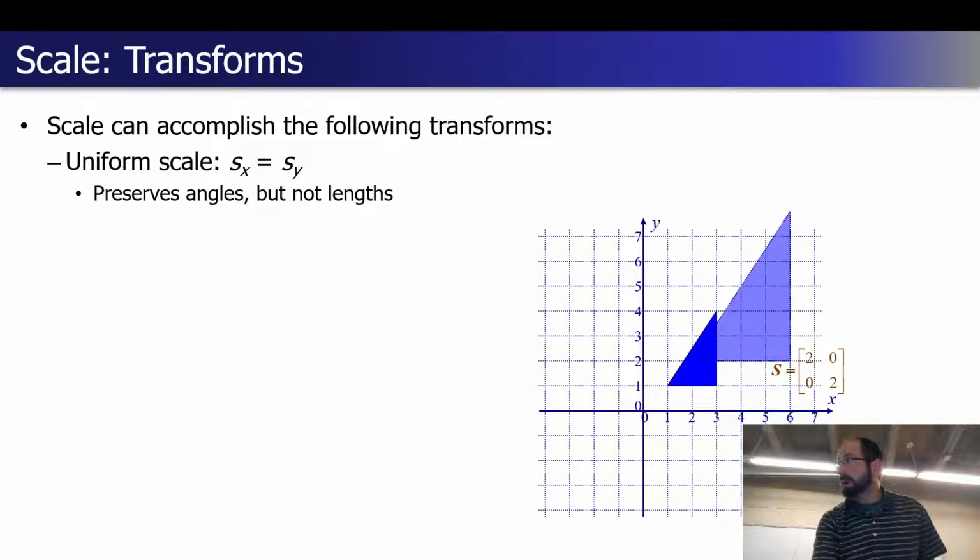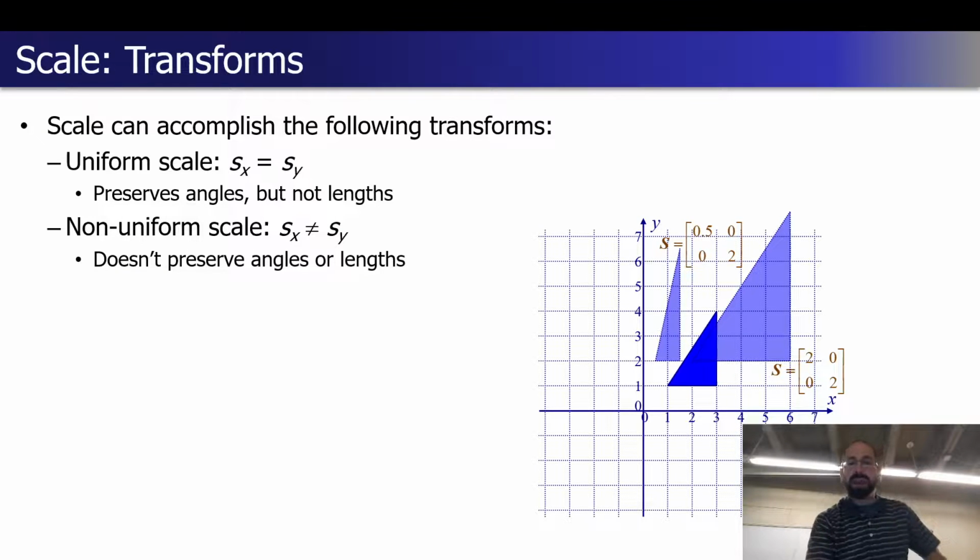There's scaling that preserves angles but not lengths. We can certainly have non-uniform scales where s sub x and s sub y are not the same value. They certainly don't have to be. That was in our shapeshifter example as well. That preserves our lines, but neither angles nor original lengths.